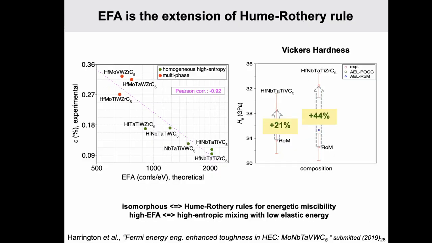Another important thing, so don't look at this picture, it is not very relevant. Look at the picture on the right, is the hardness. How hard these materials are. Okay. ROM here is the rule of mixing, which means the expected hardness of the material if it were just the mixture of all the components. Okay, an ideal mixture, all right? So going from the mixture to the high entropy carbides, for this one we have 41% more hardness. And for this one, we have 44% more hardness, okay?